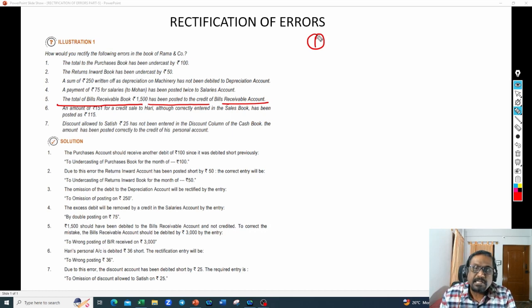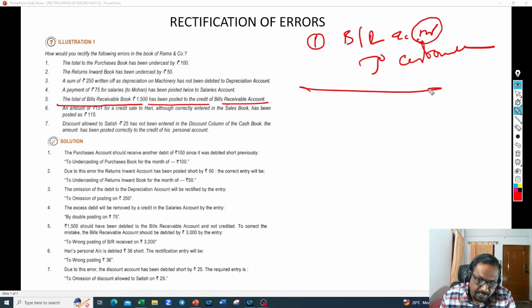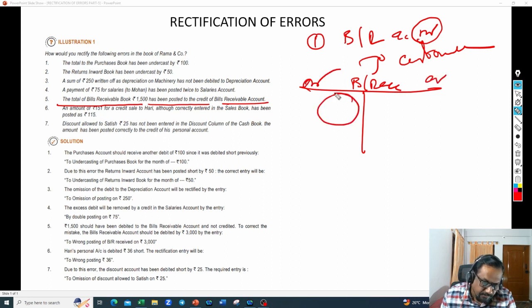Now here, bills receivable, what is the entry we put? Bills receivable BR account debit to customer account. This is how the entry is going to be for bills receivable, right? So bills receivable account has to be debited. This is the bills receivable account. This bills receivable account has to be debited with 1500, but they credited 1500 here. So if you want to rectify this, 1500 has to come over here first.